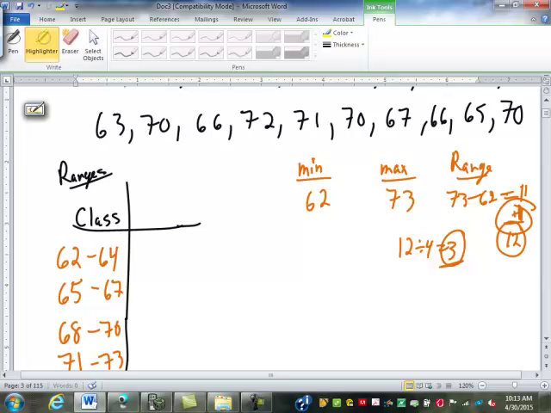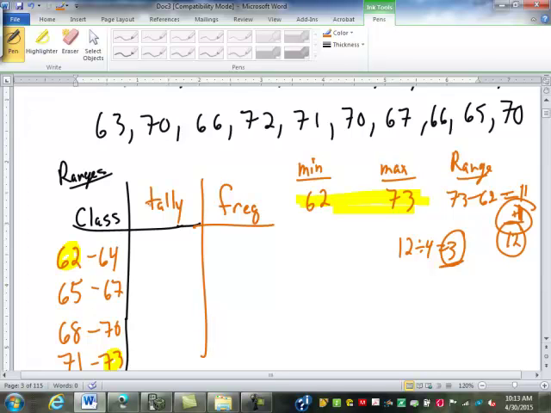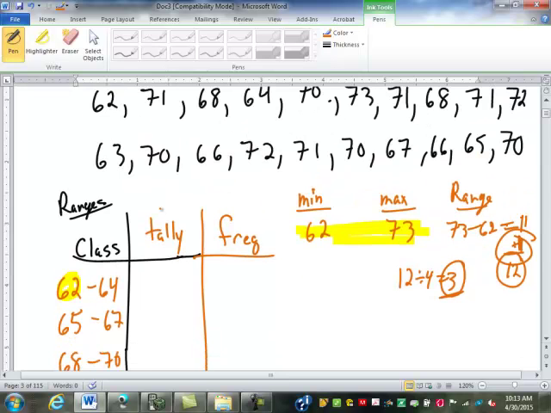Now we double check. Do we include the whole range? Well, we go from 62 to 73. Does that include the whole range of data? Yes, it does. Now here again, we could add that column and do tallies, like we talked about before, and then put the frequency out here. With data like this, a lot of times the tally is simpler to do, because trying to count in ranges is really tough. For the sake of speed here right now, I'm going to do that.